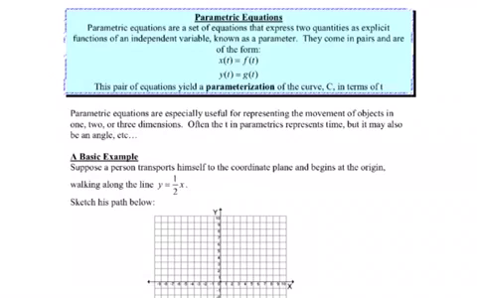This parameterization gives us a curve C in terms of t. You can use this to model motion in 2 or 3 or even 1 dimension. And often the parameter is t because a lot of times the parameter represents time. That doesn't have to be the case. It could be an angle or something, whatever.